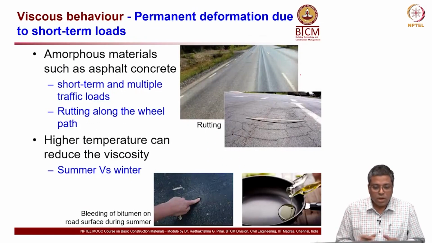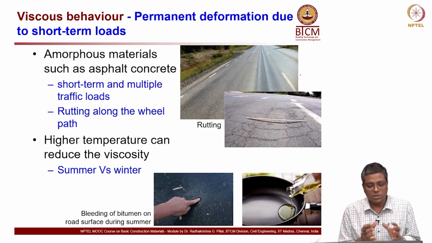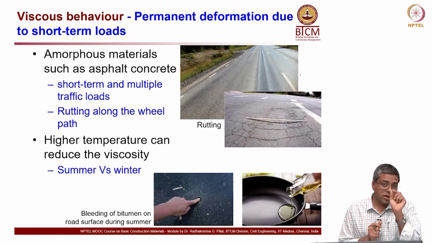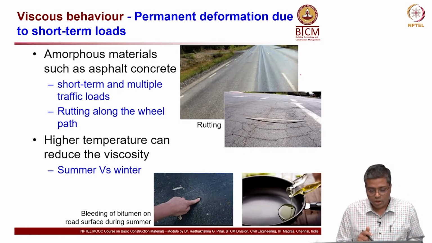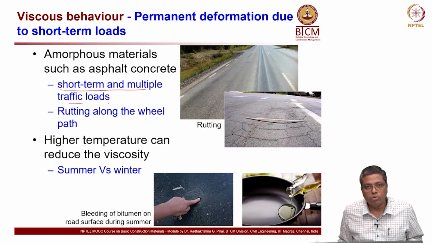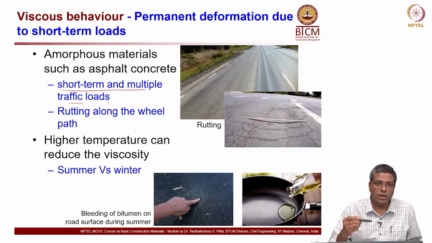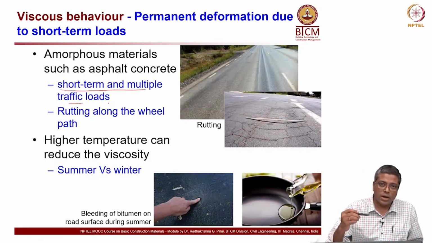Okay. Now, viscous behavior, which is permanent deformation due to short term loads. When we say a material is viscous, we are thinking about short term loads. Here, short term load means the time of application of load is very, very small. In case of traffic, let us imagine you have a truck or a car moving along a road. Every wheel of that vehicle is going to move on the road at very high speed.